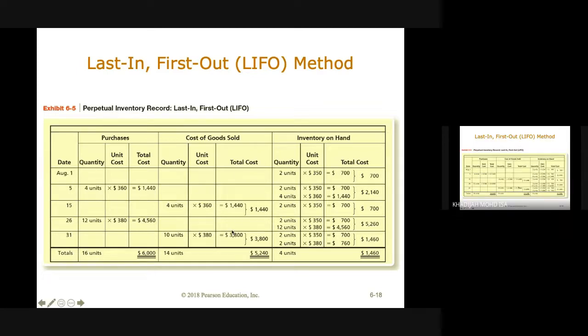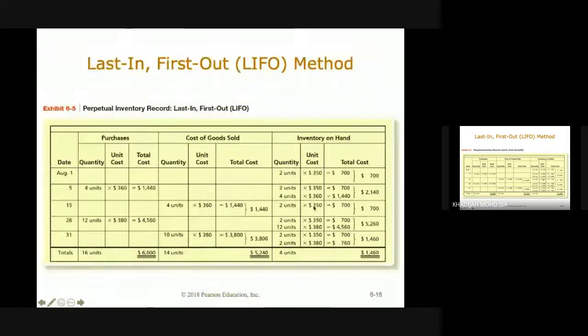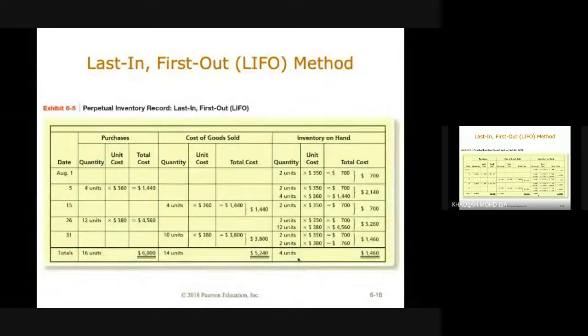All right, you have sold the 4 units, so the balance you have is the 2 units at 350. When you purchase another 12 units, you have 2 units at 350 and 12 units at 380. When you sell 10 units, again you look here: the 2 units are earlier and the last in is the 12 units. So last in, first out, you take from the 12 units at 380 cost. So 10 units times 380, you have 3,800 as the cost of goods sold.